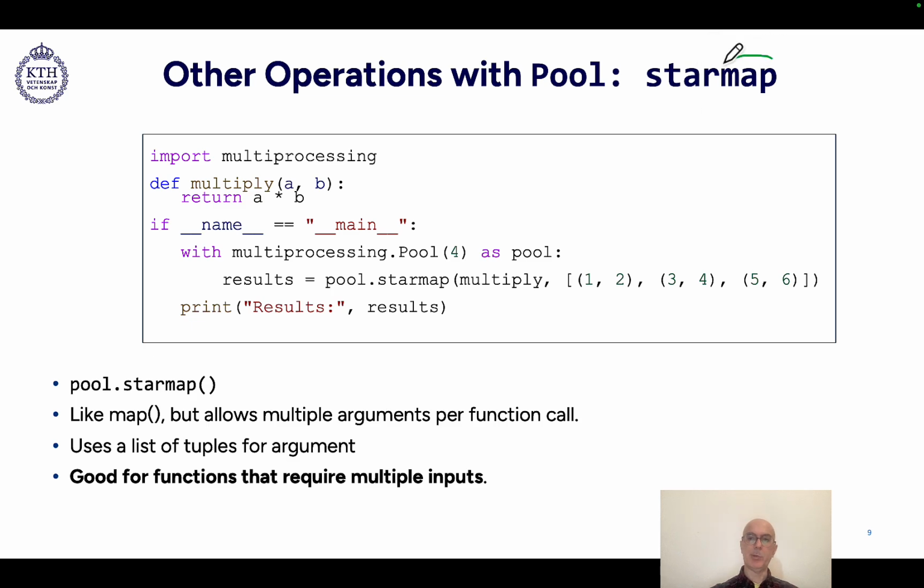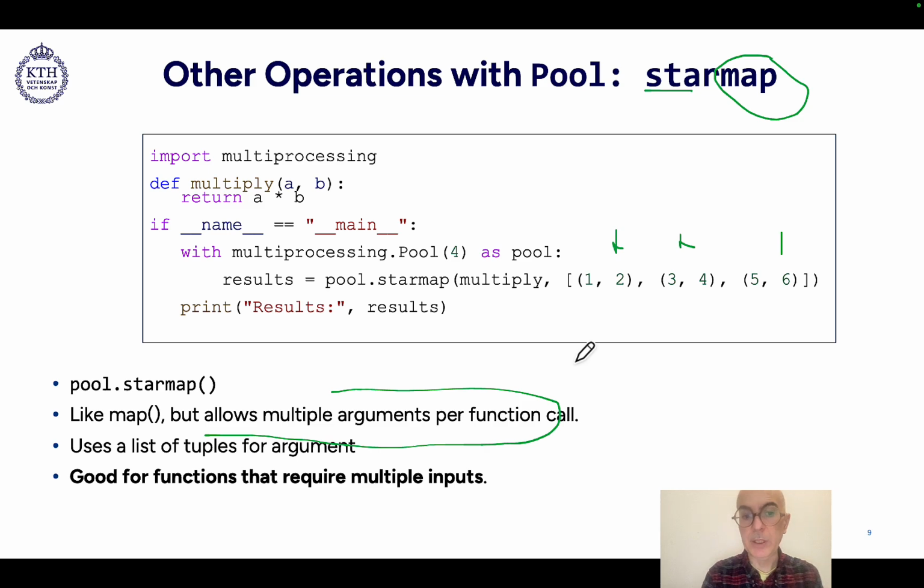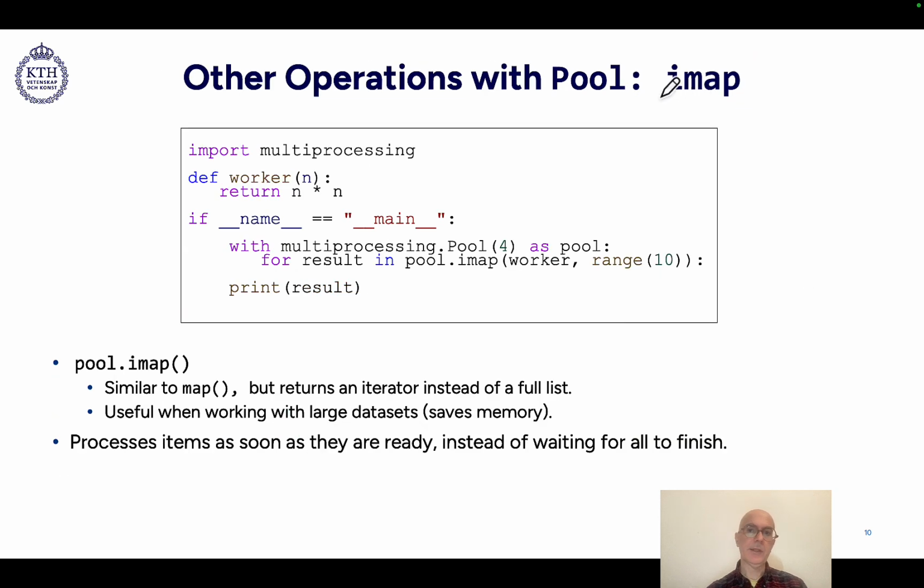Another extension of the simple map operation is starmap. It is similar to map because it allows us to run in parallel, but it allows multiple arguments per function call. So in this case, you see we have different arguments. It's very good if you need to use a list of tuples for arguments and a function that requires multiple inputs.